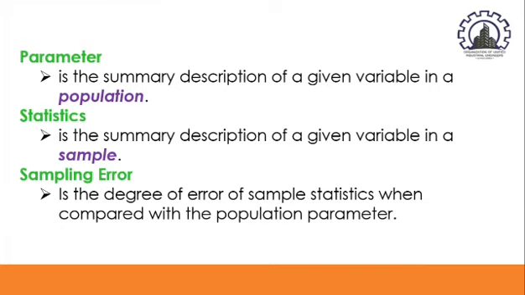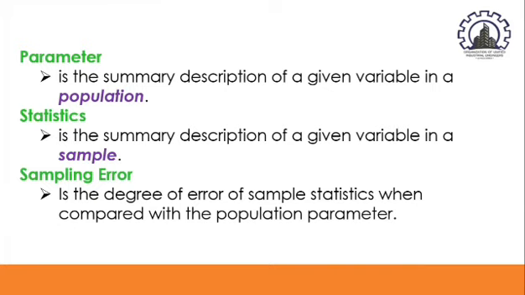So what about statistics? If we say statistics, a statistic is the summary description of a given variable in a sample. Therefore, the mean income computed from a sample and the age distribution of that sample are considered to be statistics. Now, sample statistics are used to make estimates of population parameters.